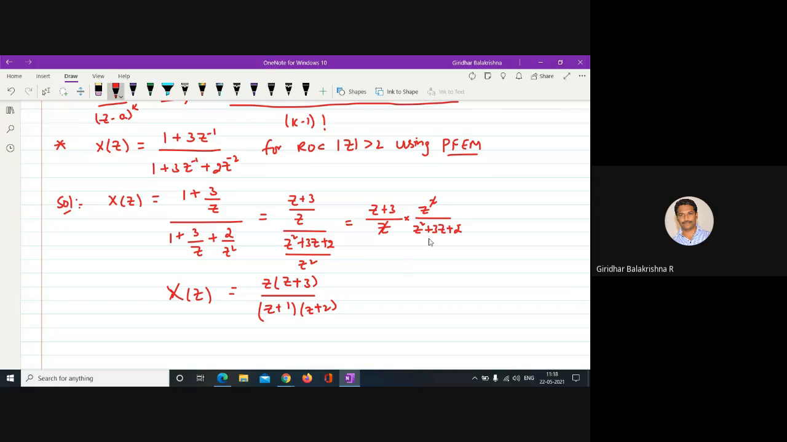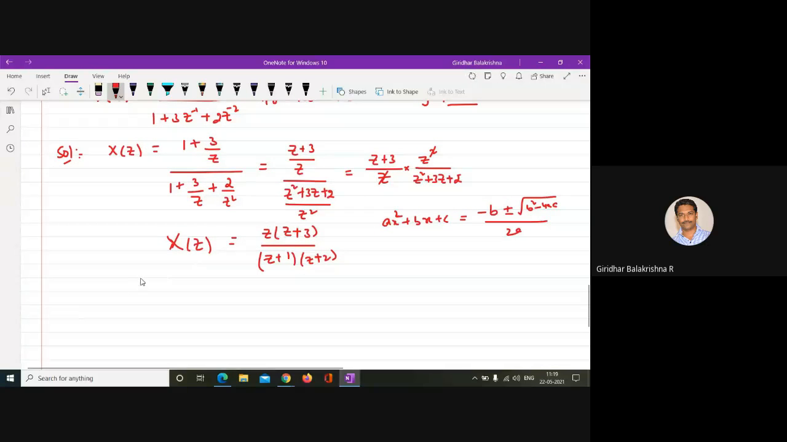So you need to calculate this. What is the formula? For ax square plus bx plus c, to calculate its roots, the formula is minus b plus or minus square root of b square minus 4ac by 2a. After applying this, in place of a we have 1, b is 3, c is 2. So by calculating you will get z plus 1 into z plus 2. This is the first step.